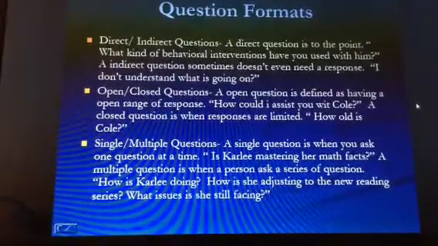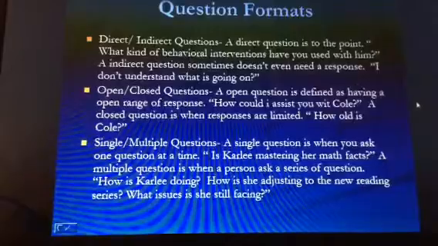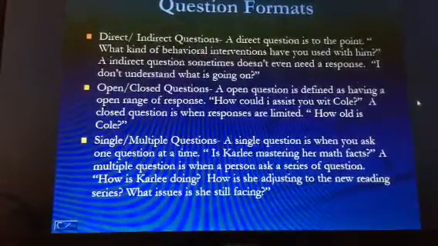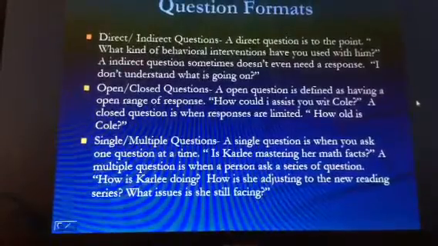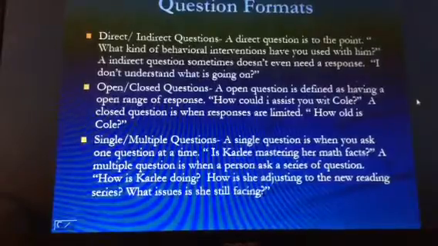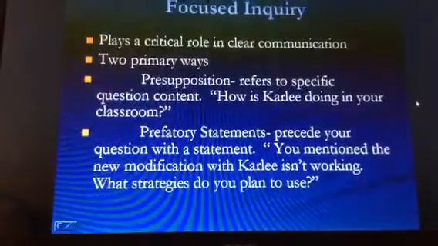A single question is when you ask one question at a time, such as, is Carly mastering her math facts? A multiple question is when a person asks a series of questions. How is Carly doing? How is she adjusting to the new reading series? And what issues is she still facing?